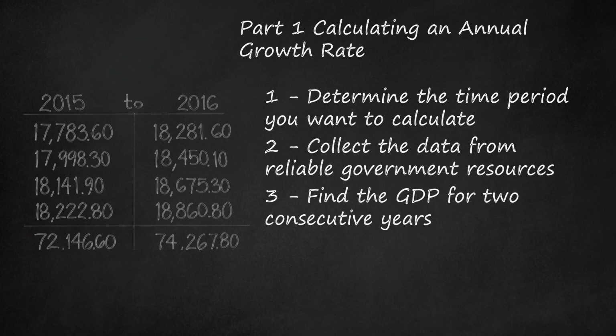For example, the BEA reports quarterly GDP data for the U.S. For the years 2015 and 2016, add the quarters together as follows to find the annual GDP of each year. The data shown here is reported in terms of billions of dollars. 2015 GDP equals $17,783.60 plus $17,998.30 plus $18,141.90 plus $18,222.80 equals $72,146.60.